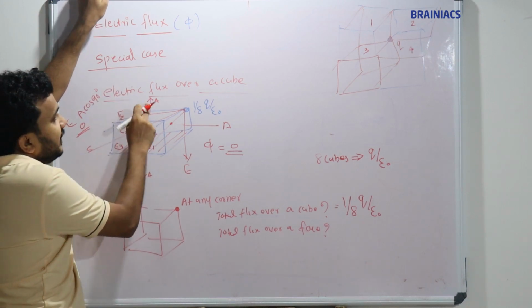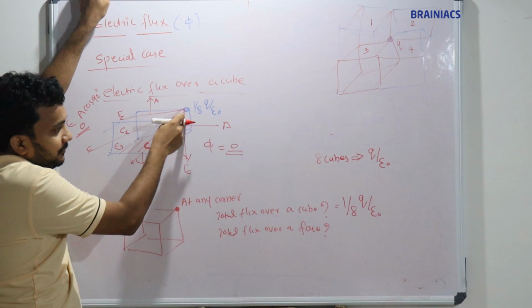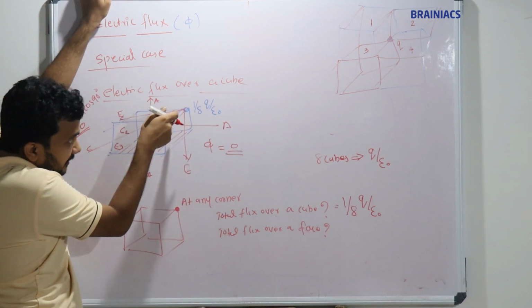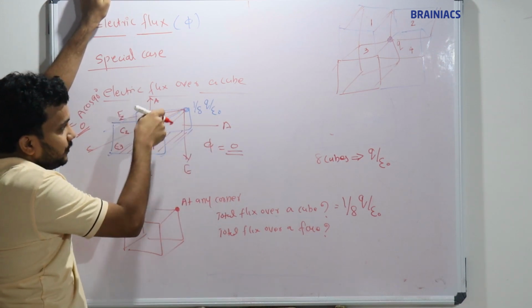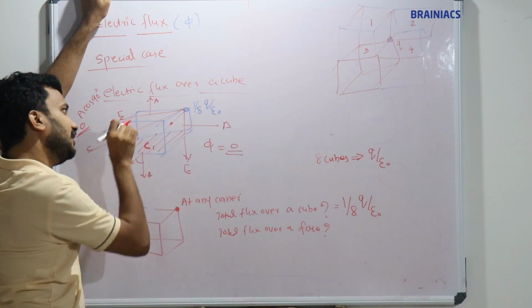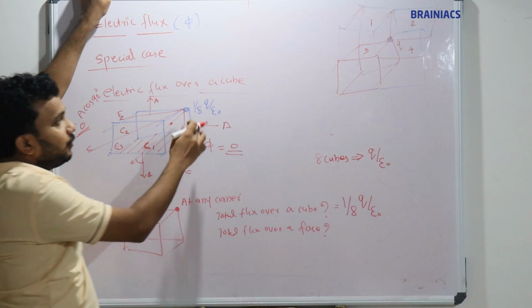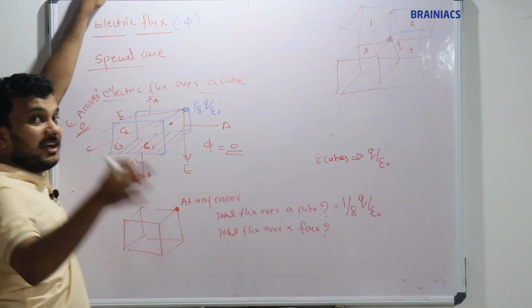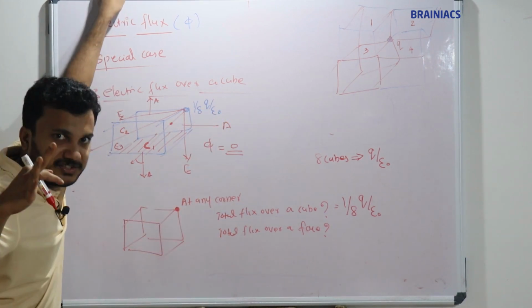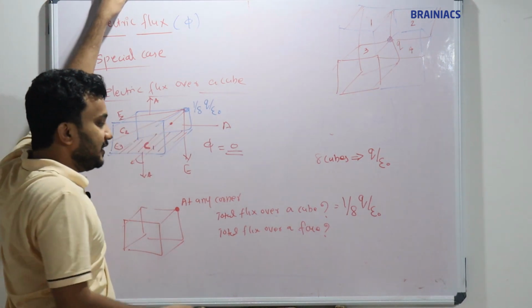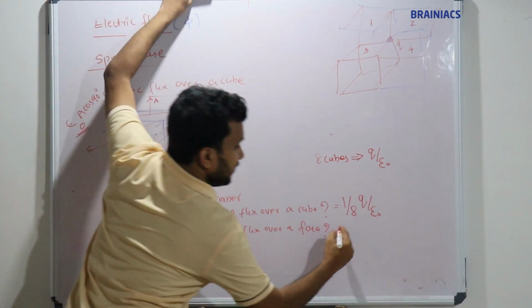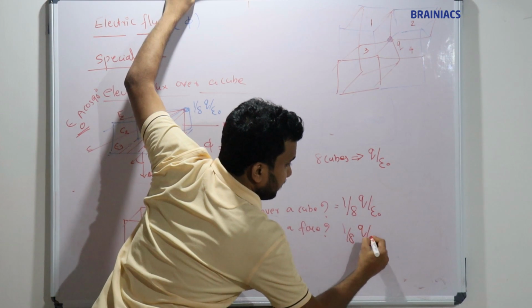The top surface, E dot A cos 90, is 0. This side surface, E dot A cos 90, is 0. And this back side surface, totally 6 faces will be there. On the back side surface, the electric fields are going like this and the area vector is into that, so that is also cos 90. So totally 1 by 8 q by epsilon 0 will be shared by 3 faces, not 6 faces in this case. So what is the total flux over a cube? It is 1 by 8 q by epsilon 0.